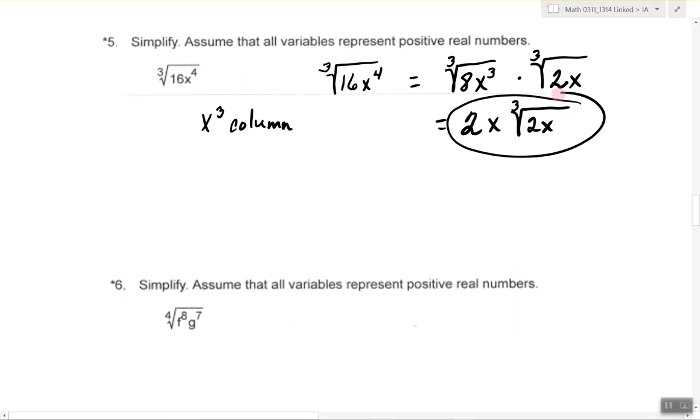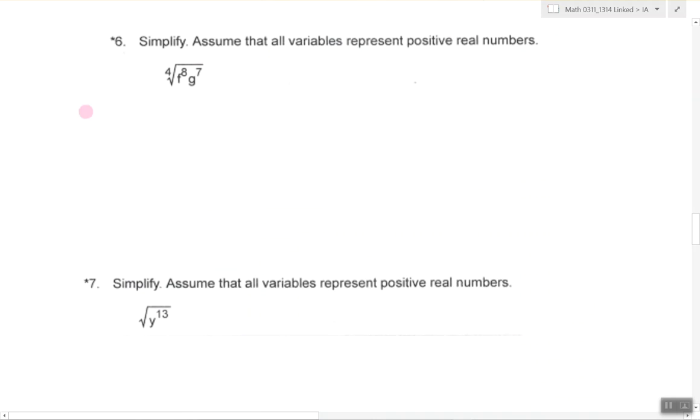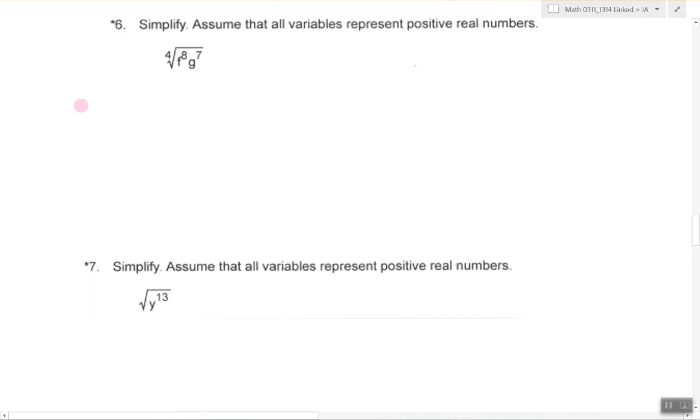When you do it in MyMathLab, you just have to use a tool that allows you to pick a radical and put in the index. There is help in MyMathLab if you're not sure how to enter those. All right, here's one that is a 4th root, but these are powers, so they will actually be easier. The 4th root of f to the 8th, g to the 7th.